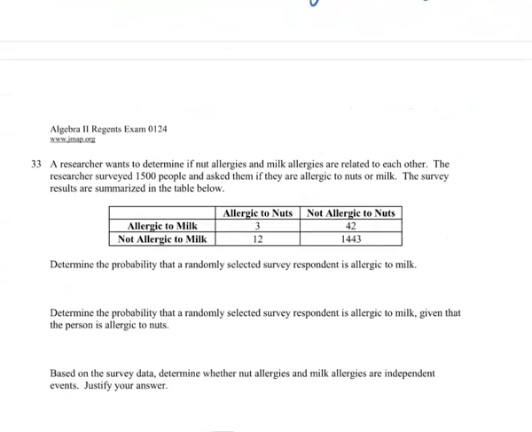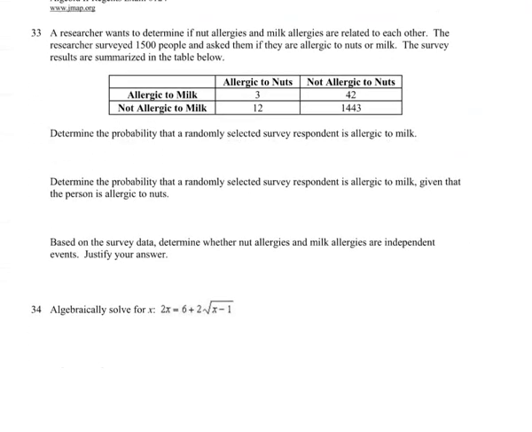Okay. Question 33. A researcher wants to determine if nut allergies and milk allergies are related to each other. The researcher surveyed 1,500 people and asked them if they are allergic to nuts or milk. The survey results are summarized in the table below. So it's going to want me to determine the probability of people that are allergic to milk, and the probability a randomly selected survey is allergic to milk given the person is allergic to nuts. And then it looks like it goes on to ask if they are independent events.